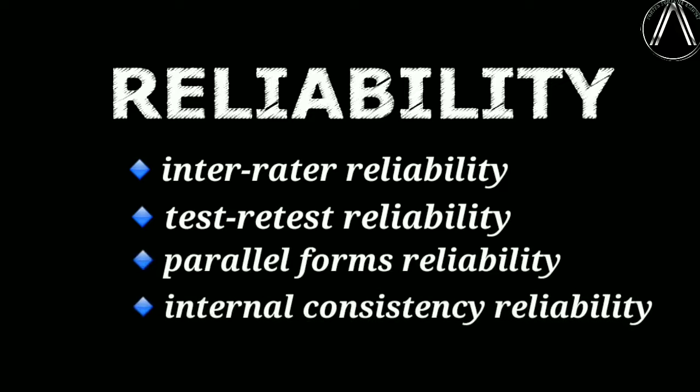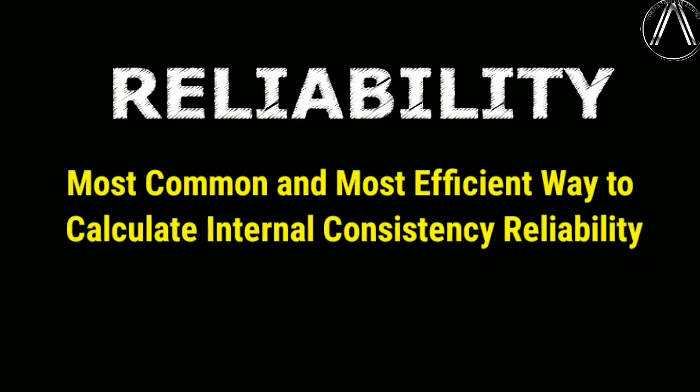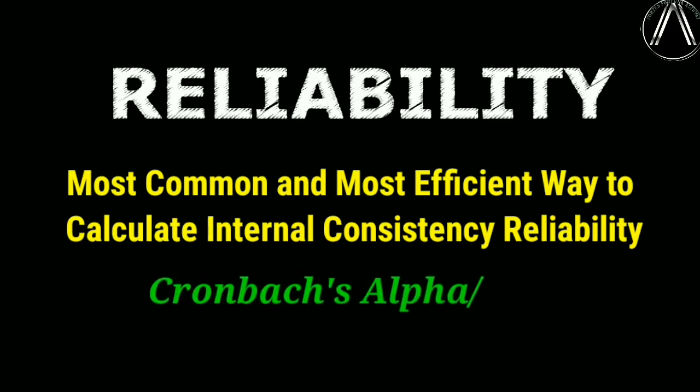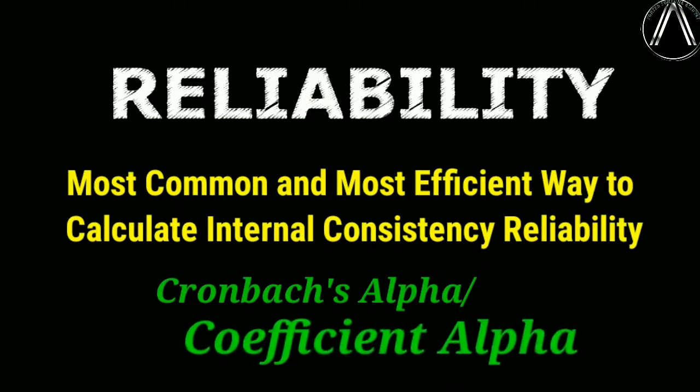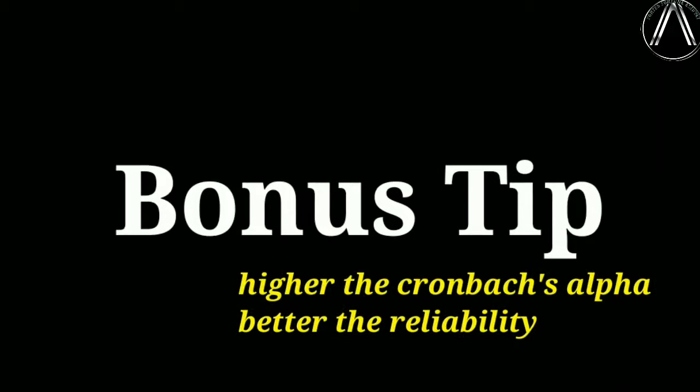Internal consistency reliability. But the most common and most efficient way is to calculate internal consistency reliability, also described as Cronbach's alpha, or sometimes called coefficient alpha. Bonus tip: the higher the Cronbach's alpha, the better the reliability. That's it. Okay, now take 10.